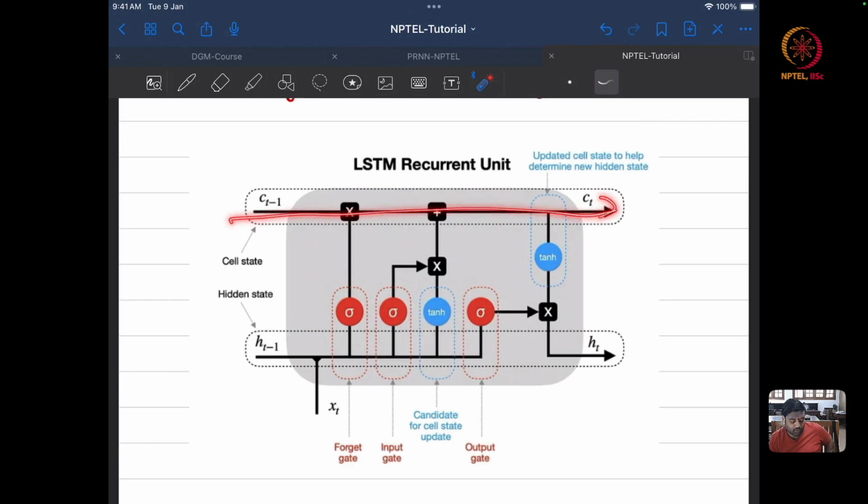See, what they're saying is: whatever is coming now, how much I have to remember, that percentage is coming from the forget gate. How much new information is added is coming from the input gate. Depending on that, how much the modification in the hidden state should be is given by the output gate. That is what these three gates actually specify. But we have a lot of control. We have a lot of parameters using which we can control the forget gate, the input gate, and then the output gate.